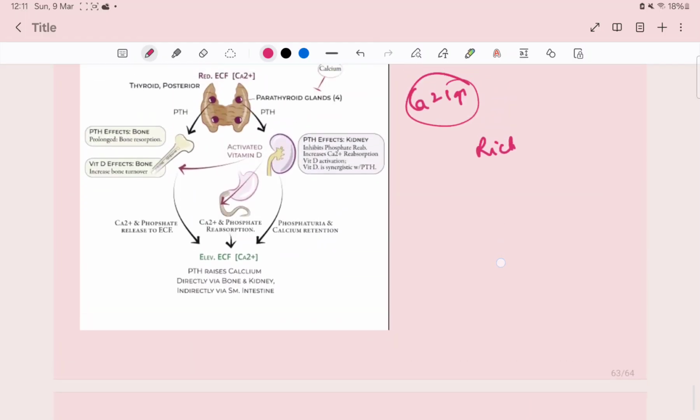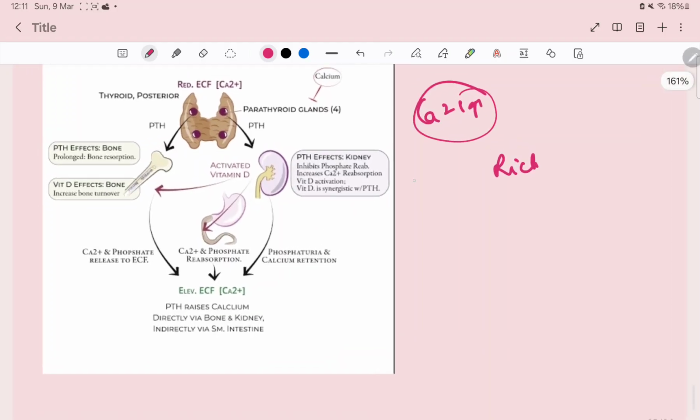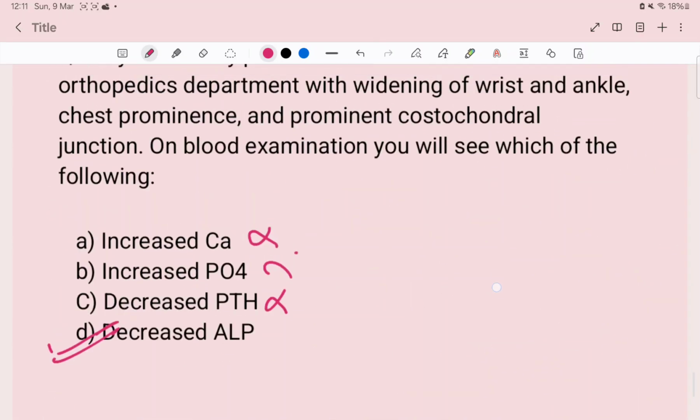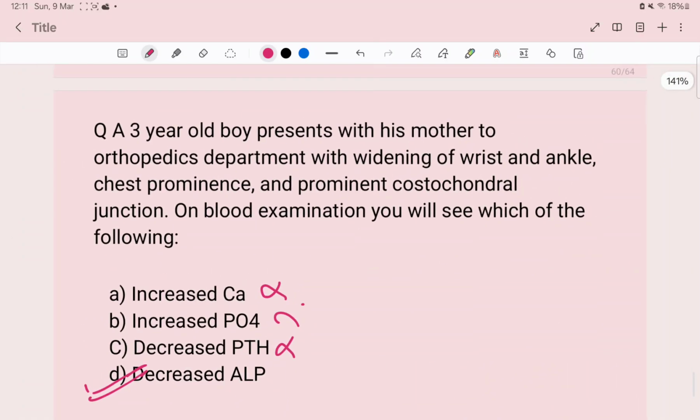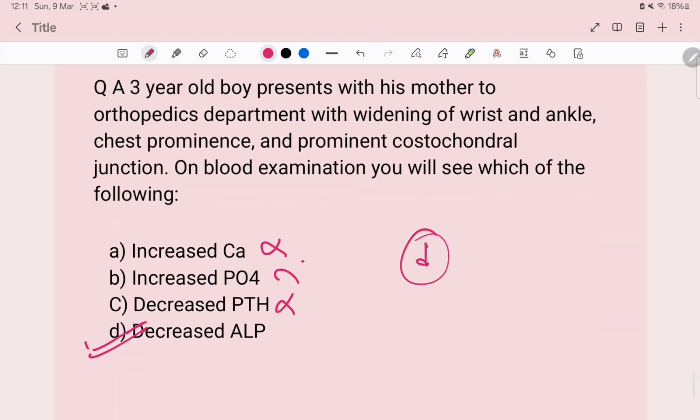So what does parathyroid do? Parathyroid increases the calcium but it decreases the phosphate. So it inhibits phosphate reabsorption, and calcitonin does just the opposite. So parathyroid increases calcium but decreases phosphate, and calcitonin reverses it. And what is ALP? ALP is alkaline phosphatase. So ALP is increased in rickets. So the answer becomes D.